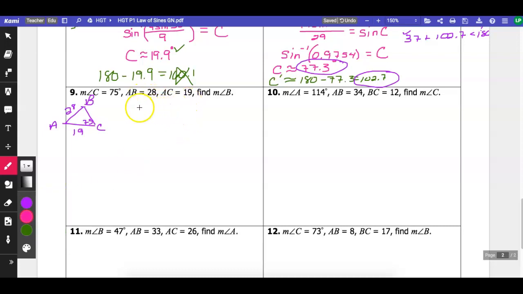So the first thing we want to write is, what is our equation? What is this proportion that we're going to solve? So we know that the sine of 75 degrees over the length of the side opposite, so over the 28, has to be equal to the sine of angle B, the one that we're trying to find, over the length of the side opposite angle B. That's our 19. When we multiply both sides by 19 in order to isolate the sine of angle B, this is equal to 19 times the sine of 75 degrees divided by 28.